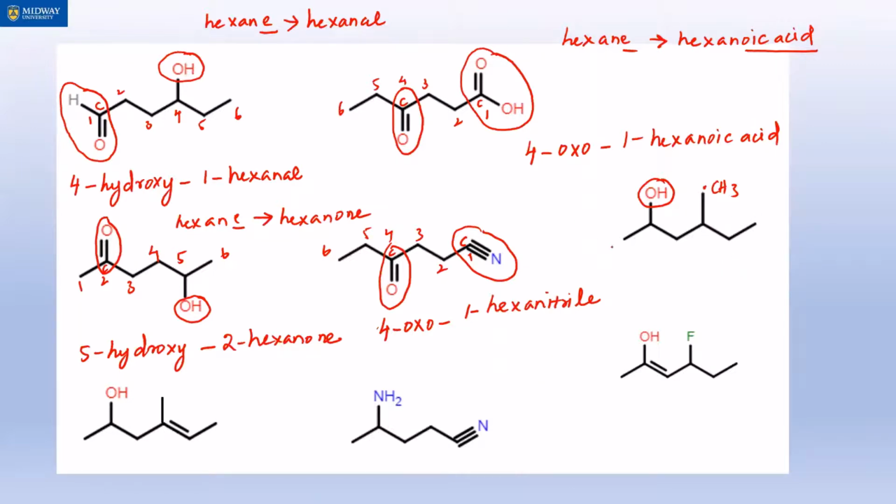So we start numbering from this side. So 3, 4, 5, 6 is hexane again. And so we replace the E with the OL. So it's in the second position. So you cannot forget the number, because it's 2-hexanol, that's the last name. And then the methyl group is in the fourth position. So 4-methyl-2-hexanol. Okay.